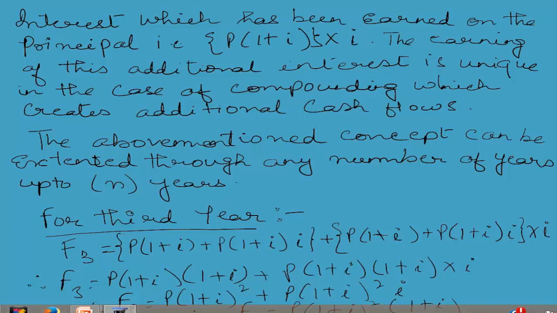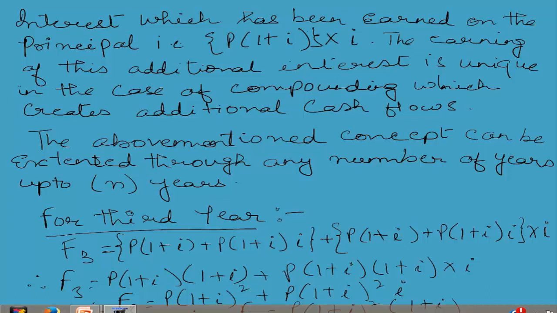is equal to P(1+I) whole square, because it is P(1+I) multiplied by P(1+I). Therefore when the bases are common, our powers are always added. So since the base 1 plus I is common, the powers should be added. So after adding the powers, the bases being equal, it becomes P(1+I) whole square plus P(1+I) whole square multiplied by I.